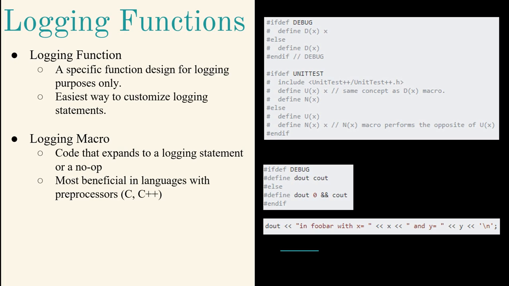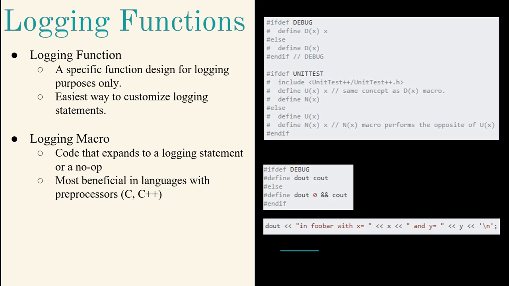The logging macro is code that expands to a logging statement or a no-op, and just examples of the logging macro on the right-hand side. The top example is kind of a skeleton, and then the bottom example is an implementation of the skeleton. So depending on if the debug variable is true or false, 1 or 0, it will get expanded into the cout, or it will be expanded into a no-op.